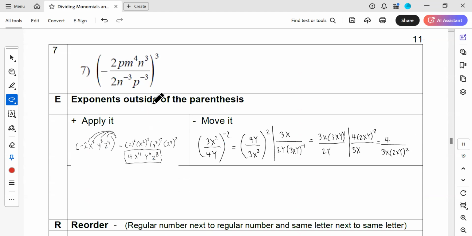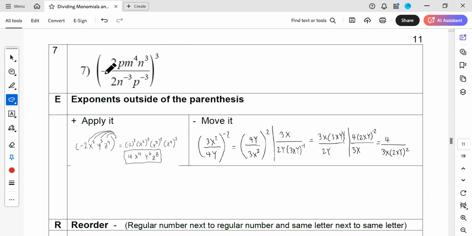Okay. Same concept here, right? Now, do I have an exponent outside of parentheses? Is it positive or negative? Positive means we're going to apply it. When you have this whole thing here, it's going to apply to the whole thing. Is that clear? So let's just do that.